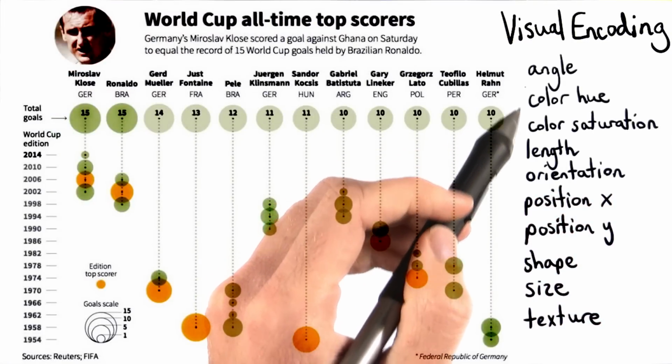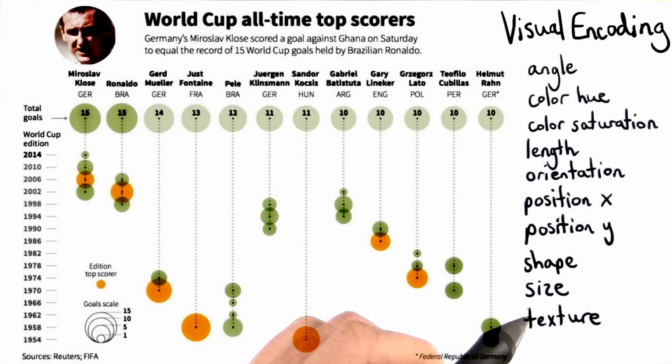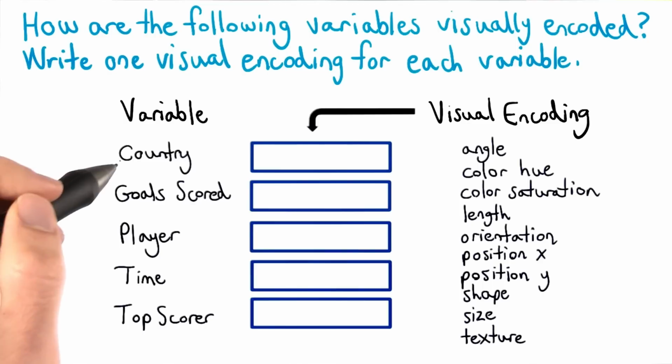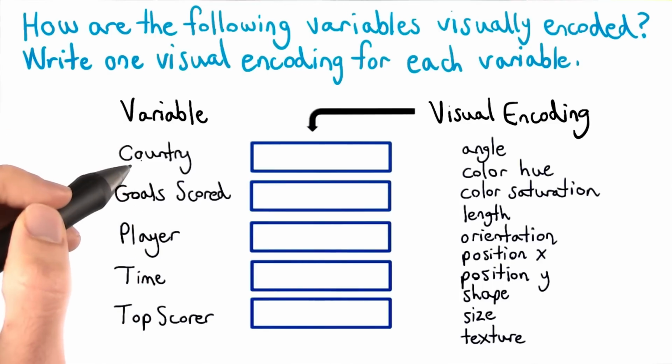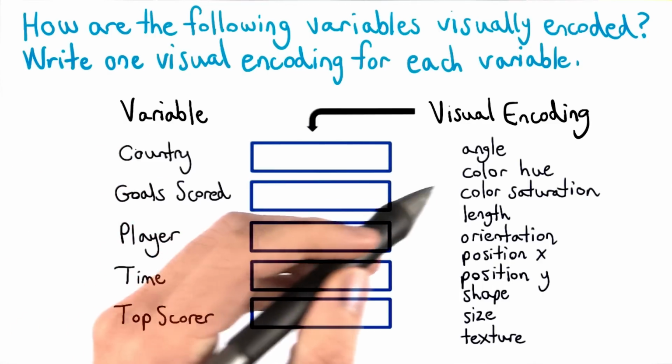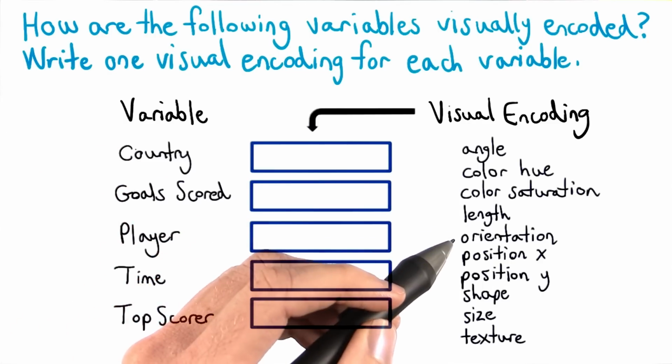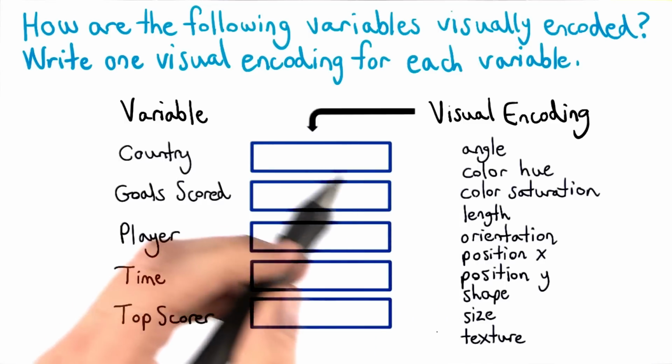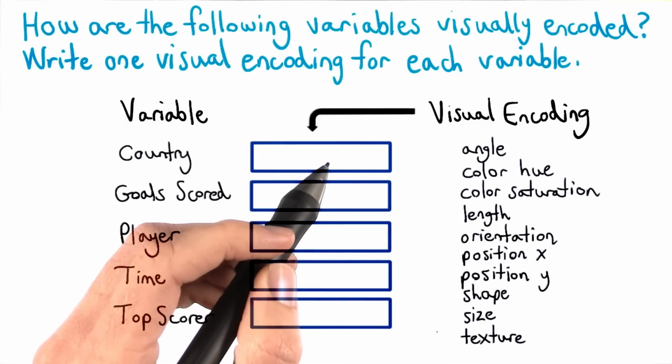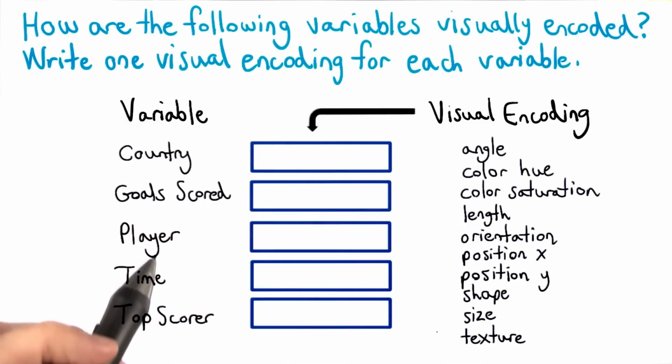You'll choose one of these visual encodings for one particular variable. So, for example, for country, how is it encoded in the graphic? Is it an angle? Is it by length, orientation, or some other choice? Write that answer in this box, and then choose another visual encoding for each of these other variables.